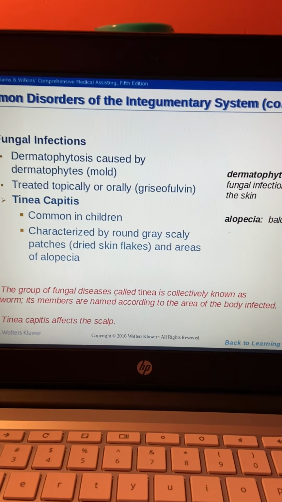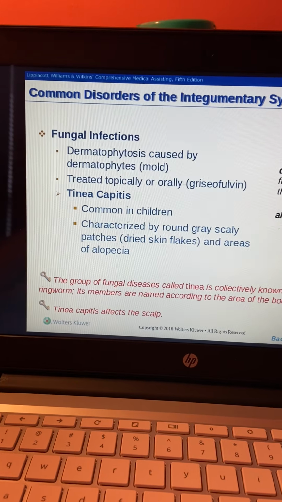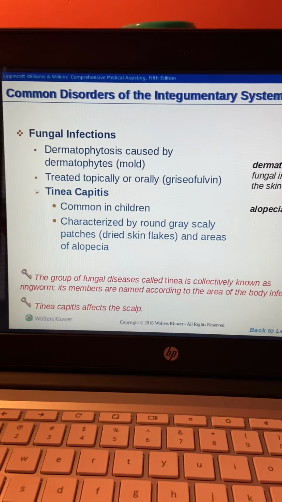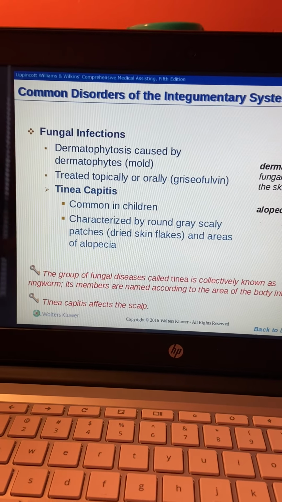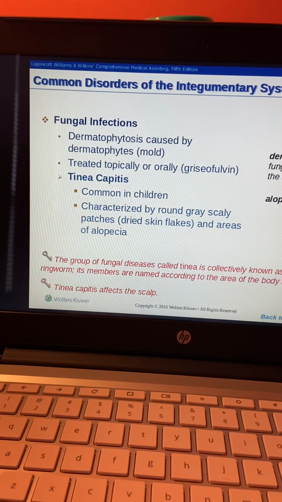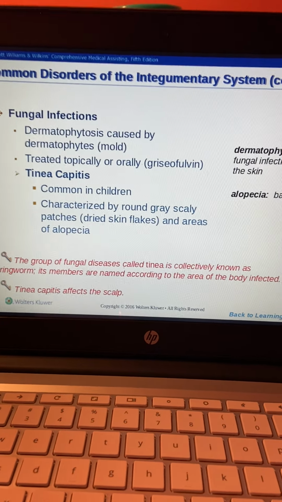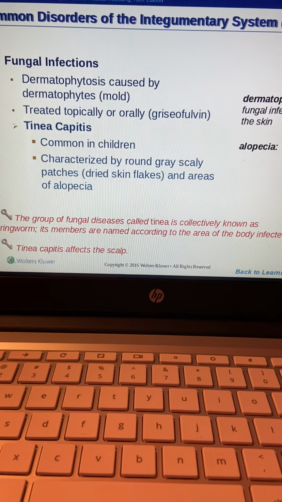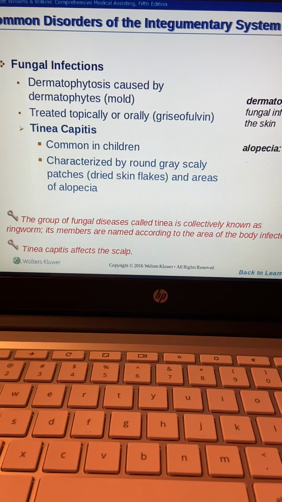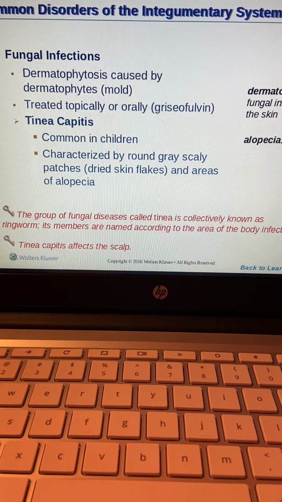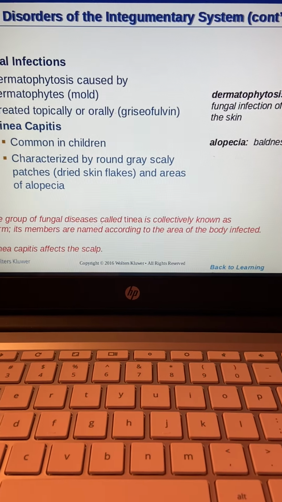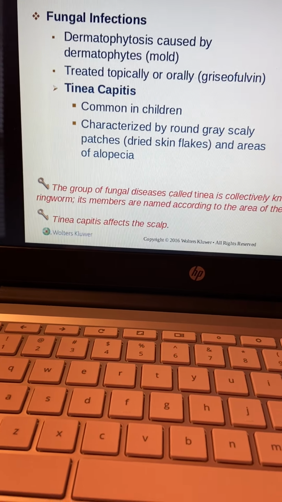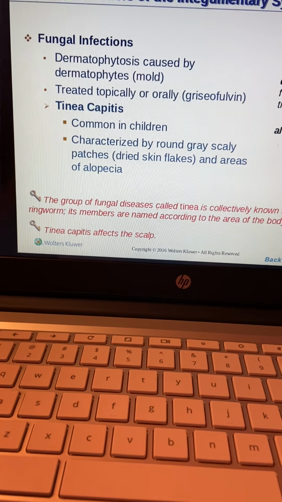So we have tinea capitis, which is common in children. It's characterized by round gray scaly patches or dried skin flakes, and areas of alopecia, which is baldness. The group of fungal diseases called tinea is collectively known as ringworm. Its members are named according to the area of the body that is infected. So tinea capitis affects the scalp.